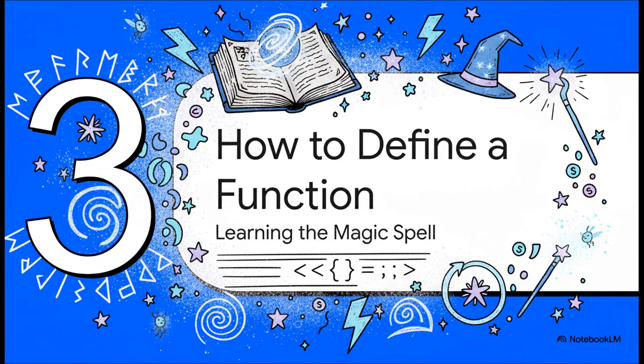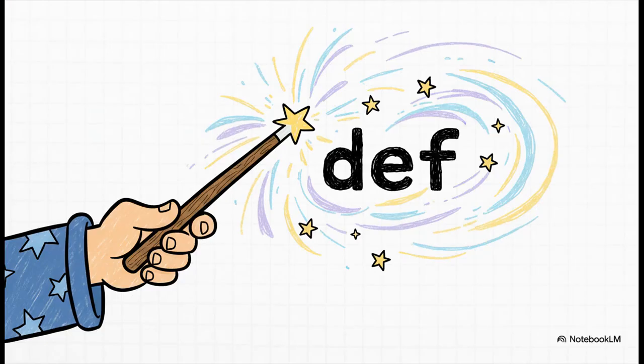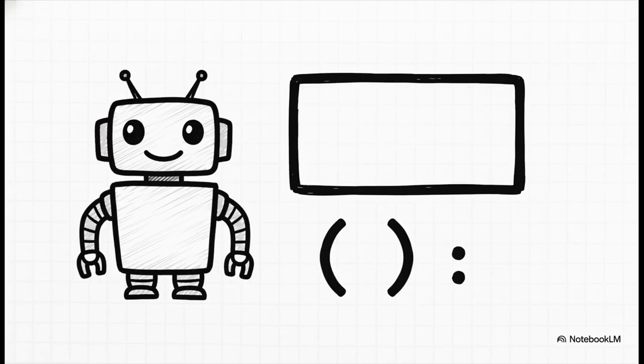Okay, now let's get into it. How do we actually create these magical things ourselves? Don't worry, it's like learning a really simple magic spell. And the magic spell begins with just one simple word, def. That's it. Every single time you want to create or define a function in Python, you have to start the line with def. Simple.